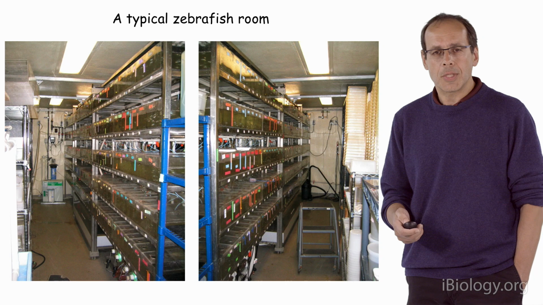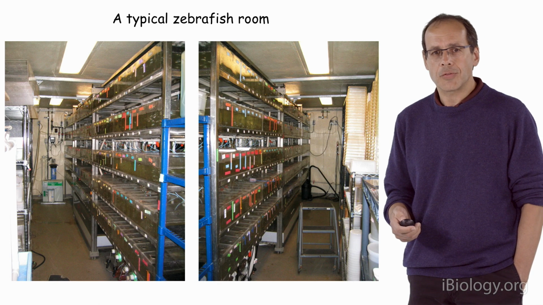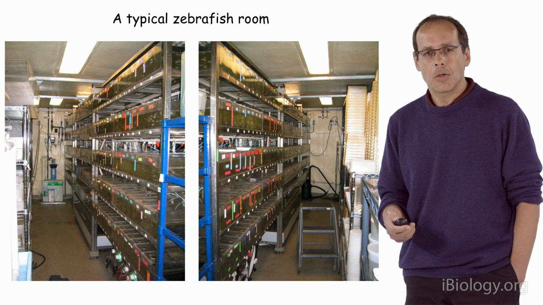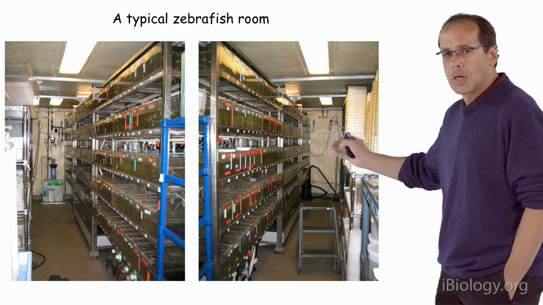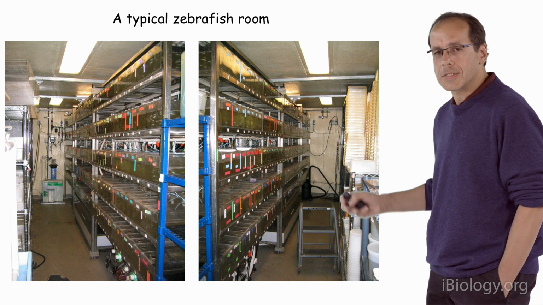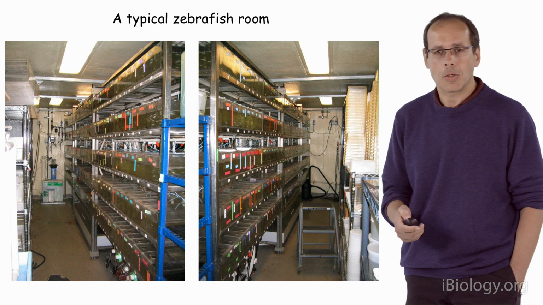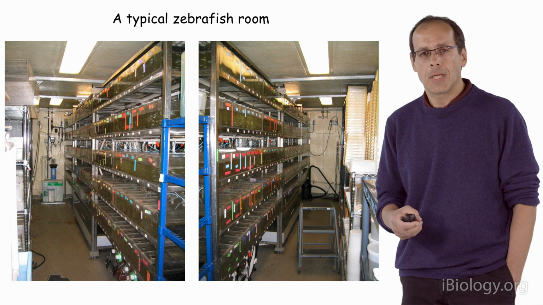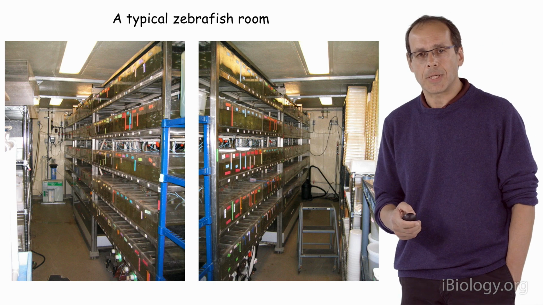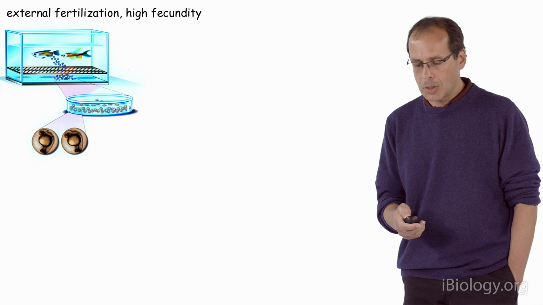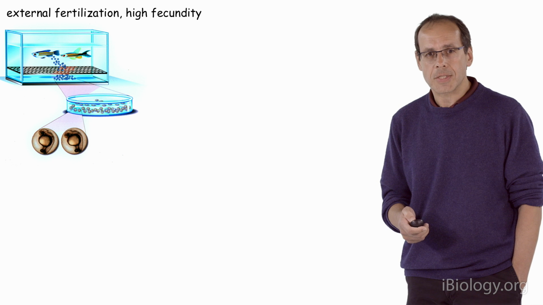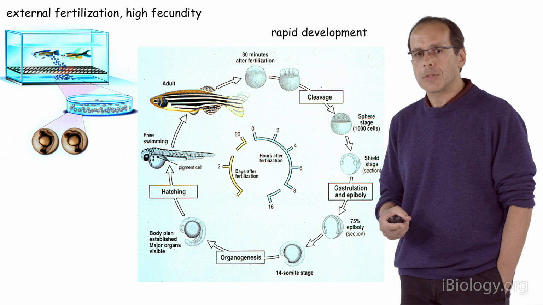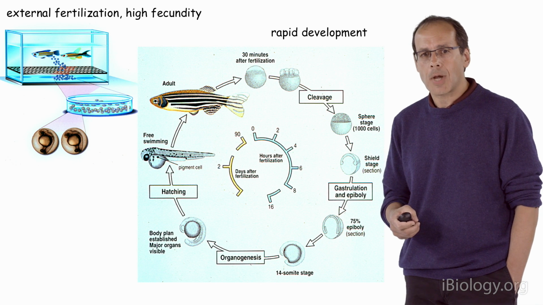And so a typical fish room is shown here. You have of course many tanks, each housing a different genetic strain. You can also see right here the breeding boxes that are used, and you can separate the males and females from their eggs. And essentially this brings us to not only are these embryos fertilized externally, but the development of these embryos is also very rapid.